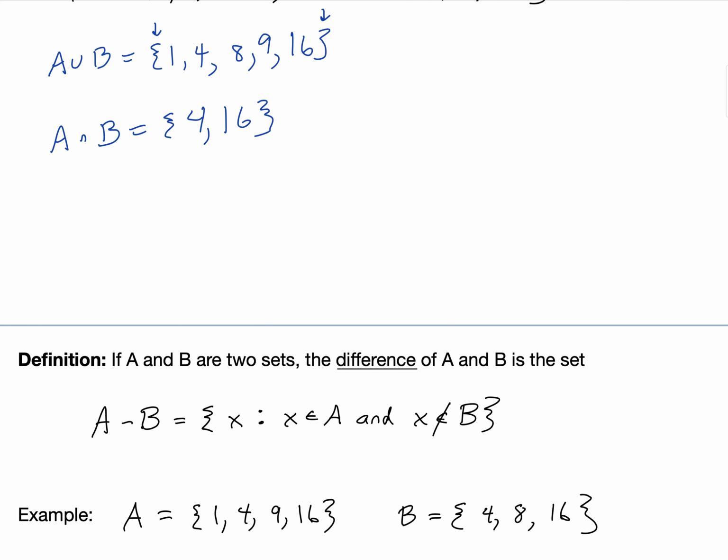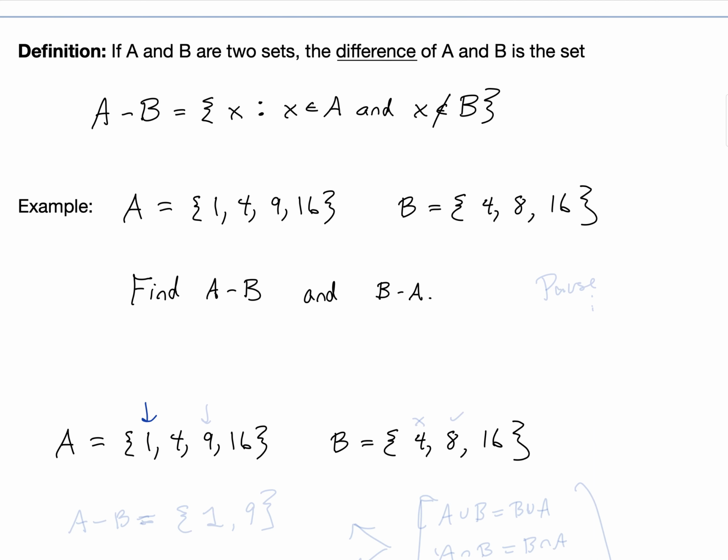Here's a new definition. If A and B are two sets, the difference of A and B is the set A minus B, which is equal to all elements X such that X is in the set A and X is not in the set B. So in other words, these are the elements that are in A but not in B.